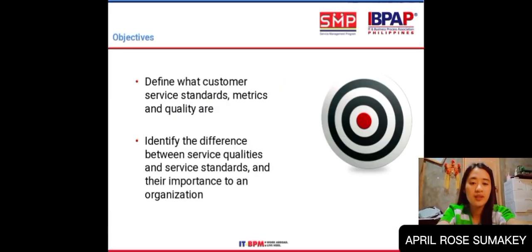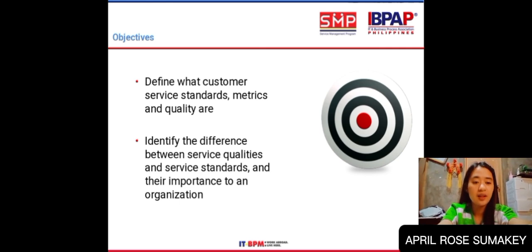Define what customer service standards, metrics, and quality are. Customer service standards. These are the guidelines and expectations that a company sets to ensure consistent, high-quality customer interactions. Customer service metrics. These are measurable indicators used to evaluate the effectiveness and efficiency of customer service. Customer service quality. This refers to the overall standard of service provided, ensuring that it meets or exceeds customer expectations.